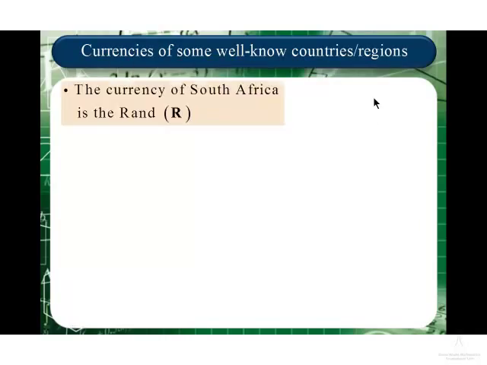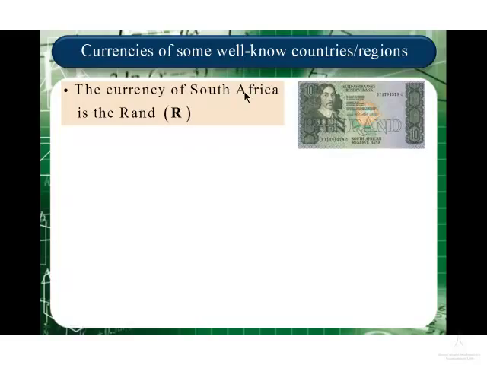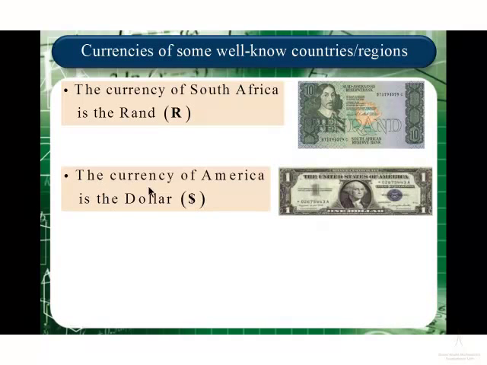Let us have a look at examples of currencies of some well-known countries or regions. Our own currency in South Africa is called the Rand, indicated by a capital R. And here we have an example of a 10 Rand note. The currency of the United States of America is the dollar. Note the symbol for the dollar, as we know it also from the keyboard on the computer. Here is an example of a $1 note from the United States of America.